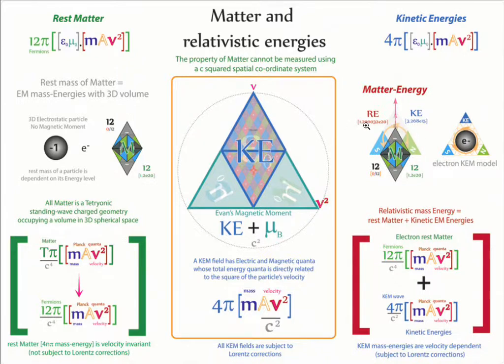And to calculate the relativistic energies of the system, we simply add the kinetic energies to the rest mass matter or mass energy matter. Of course we can draw it as a simplified Tetrionic geometry of the same system as well. But in this case we add the 12 pi matter geometries to the chem wave mass energies, and this gives us the relativistic energies. Again noting that it's the chem wave mass energies that have Lorentz corrections applied to them, not the matter.